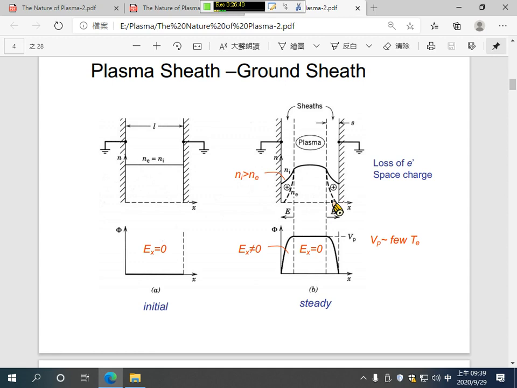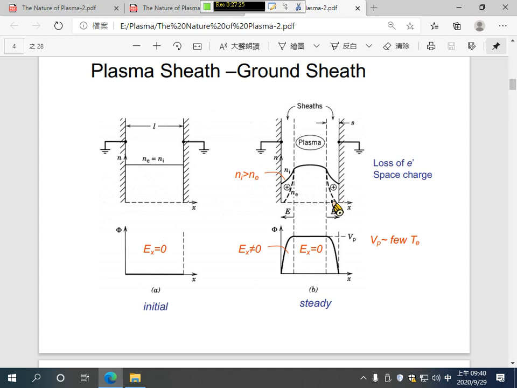Okay, so the density distribution looks this way. Inside the plasma, the density of ion and density of electrons are still equal, the same. But near this space, the density of ion is larger than the density of electron. So this part has extra positive charge. So we can say this region has positive space charge.